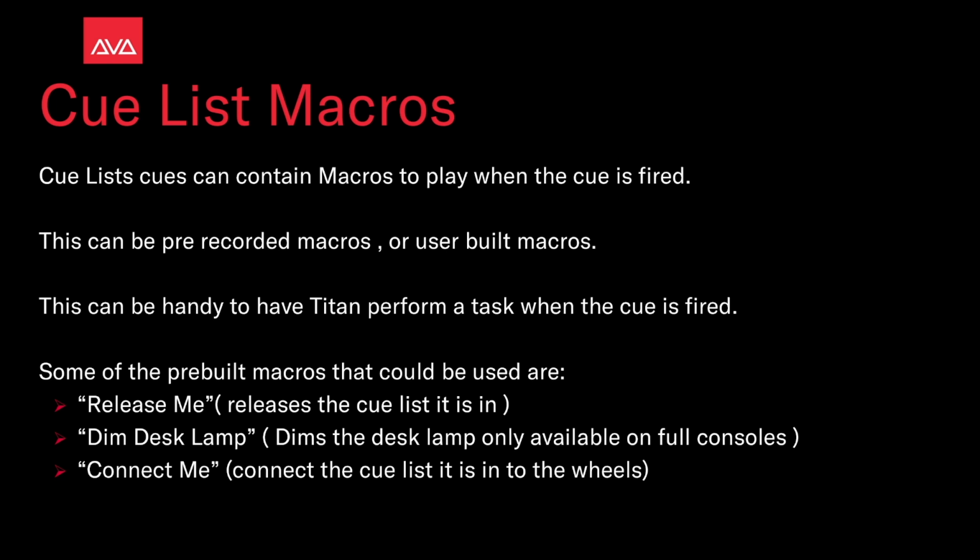So the pre-built macros that could be used are Release Me, which releases the queue list it is in; Dim Desk Lamp, which dims the desk lamp, only available on full consoles; and Connect Me, which connects the queue list to the wheels. Let's have a look at some of those.